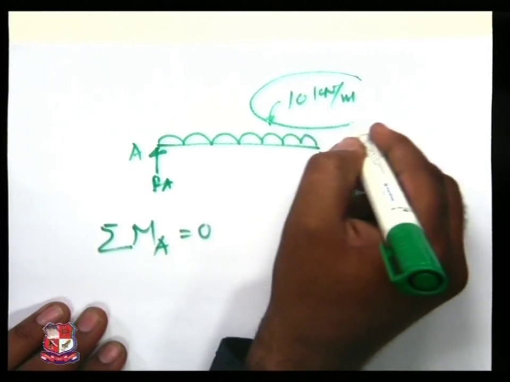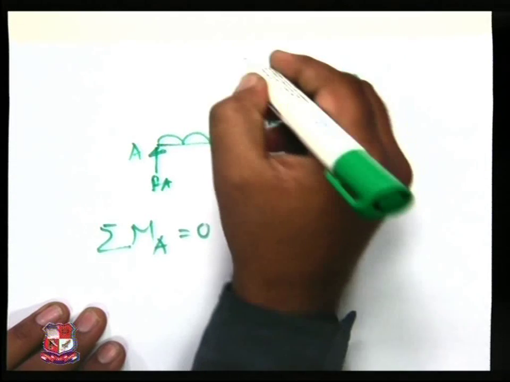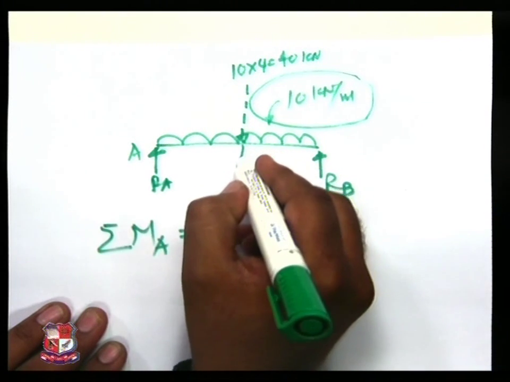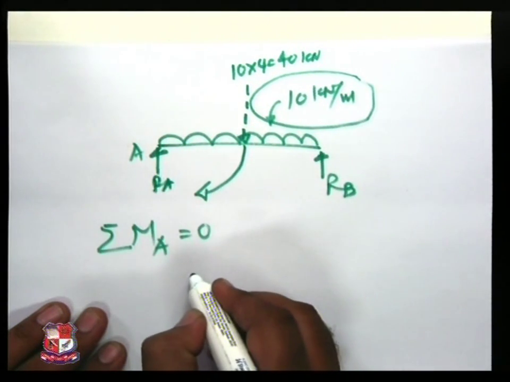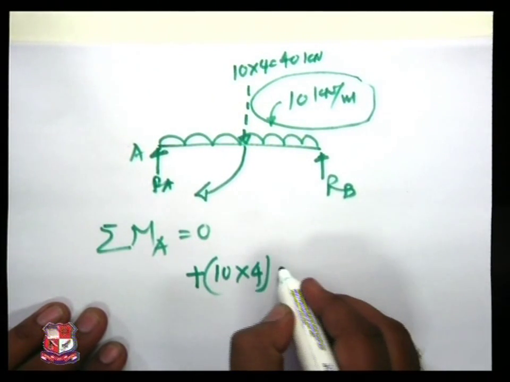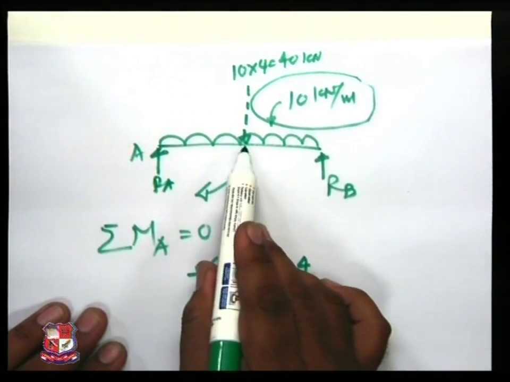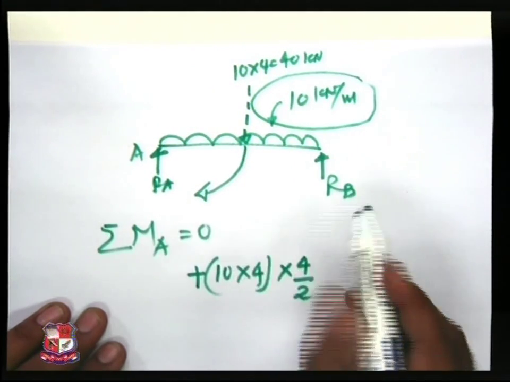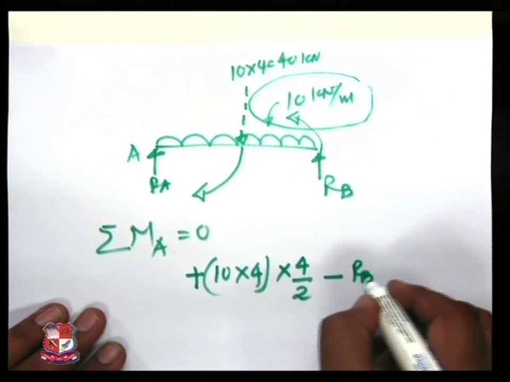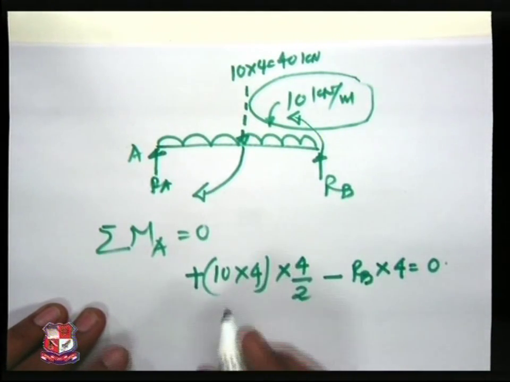This 10 kilonewton per meter, if it is converted in terms of equivalent point load, then it is 10 into 4, 40 kilonewton, creates moment in the clockwise direction. So plus sign, 10 into 4, this is my force, multiplied by perpendicular distance 4 by 2, because the CG of load is at the center of load, minus, as it is created anticlockwise, RB into 4 is equal to 0. Let us solve this one.